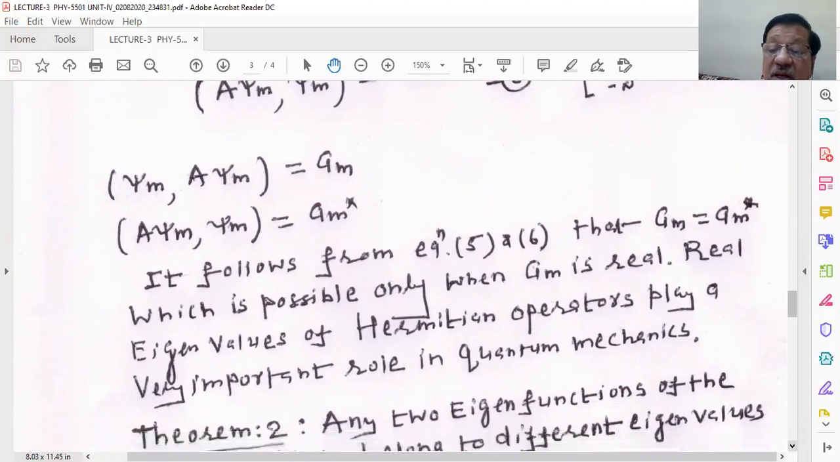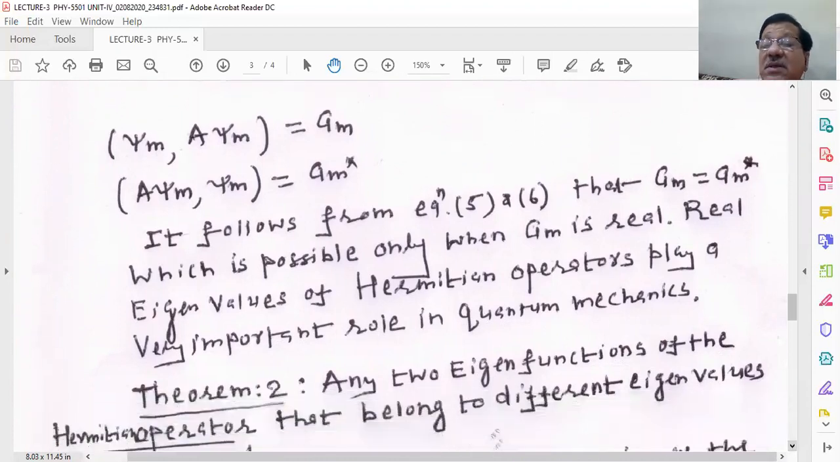So friends, eigenvalues of the Hermitian operators play a very important role in quantum mechanics, and we will study the physical significance of the Hermitian operators. We will understand several aspects of quantum mechanics, and we will use this concept of real eigenvalues of the Hermitian operators. Right now we are formulating the quantum mechanics. We are basically learning the grammar of quantum mechanics right now.